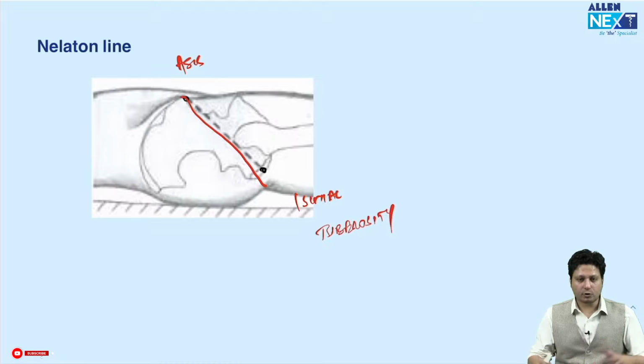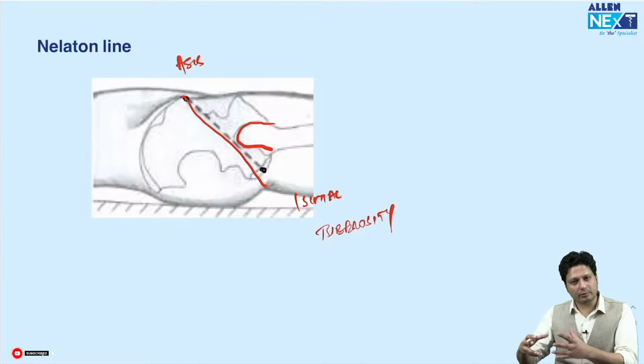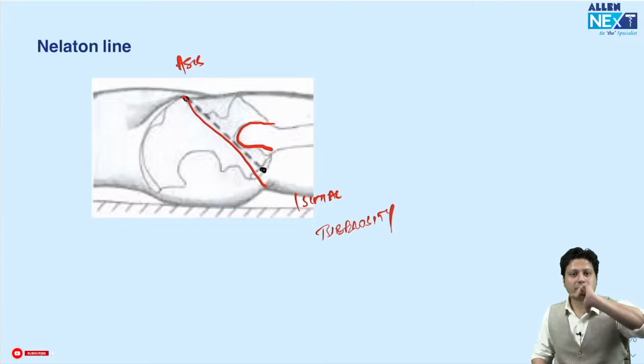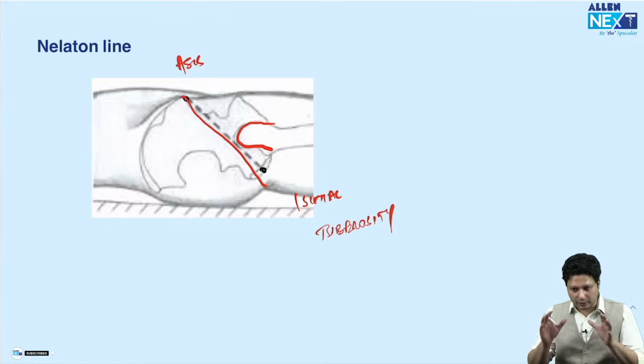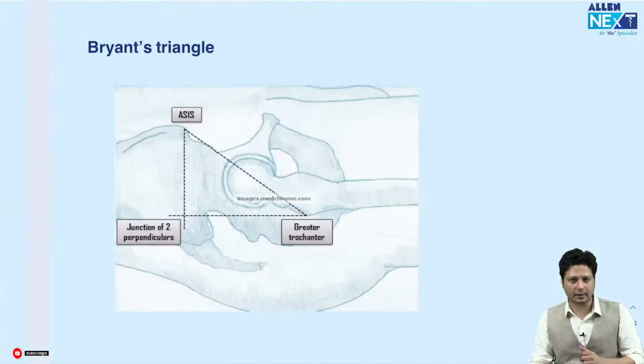All right. You connect both these two. Normally, what happens? The GT, the greater trochanter, is below the level of this line. But what will happen in supratrochanteric shortening? There will be a proximal migration and the line will pass through this greater trochanter. So, Nelaton's line is also suggestive of supratrochanteric shortening.